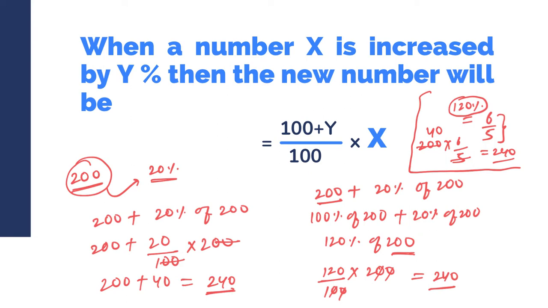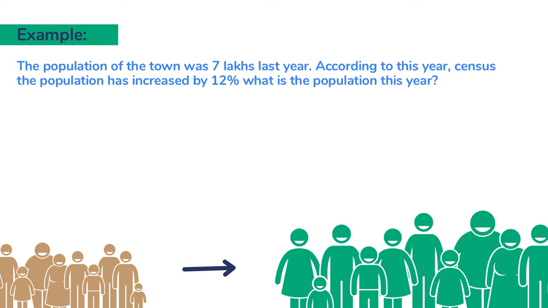So take one more example, then we will understand it better. This is our example, and the example is saying the population of a town was 7 lakh last year. According to this year's census, the population has increased by 12%. What is the population this year? So this is increasing. In the formula, what will I do? 100 plus how much increased, 12%. So I will add 12 divided by 100 and multiply by the number, and the number is 7 lakh.